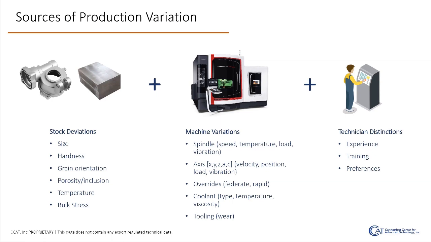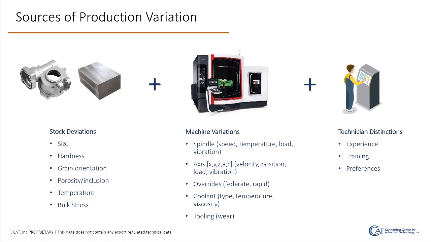As an example, imagine you have a casting that has 50 thousandths more material somewhere. Now, all of a sudden, your machine is cutting more material in that first pass than it was originally programmed to do. So your tool wear is going to be more. That's a source of variability.